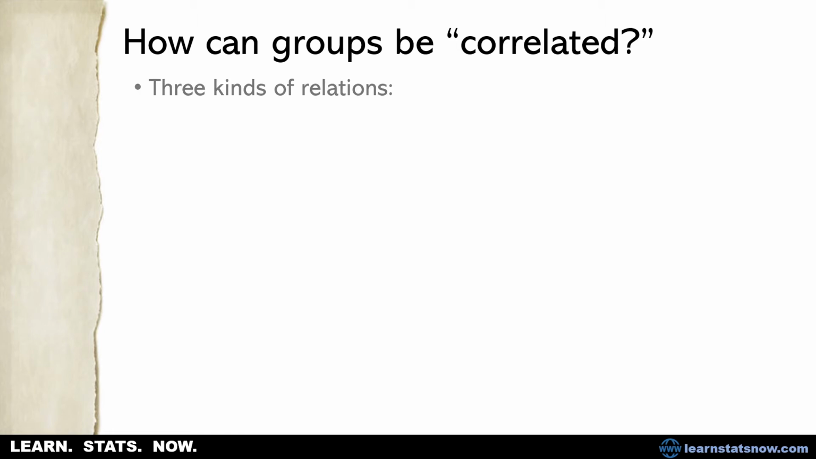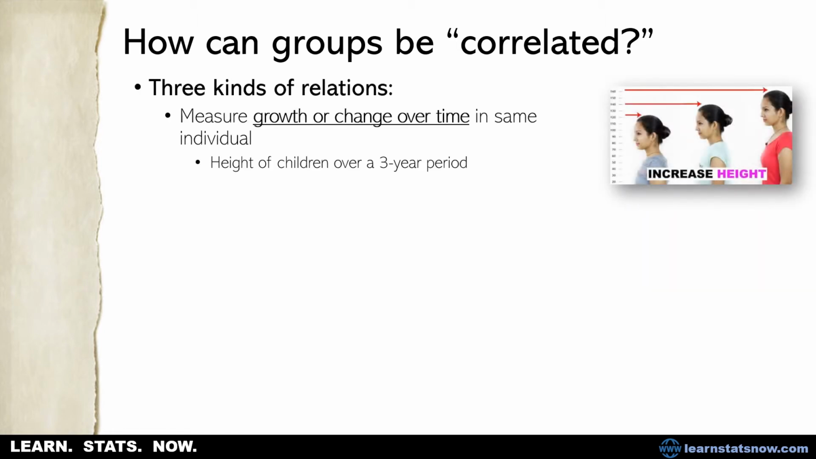So how can groups be correlated? Well, there's really three kinds of relations that we're looking at here. The first is when we measure growth or change over time in the same individual. So for example, we could look at height of children over a 3-year period. That would be a within group measure of variation. Now, for a t-test, there are only two levels of the independent variable. So we would measure now and then again at 3 years.